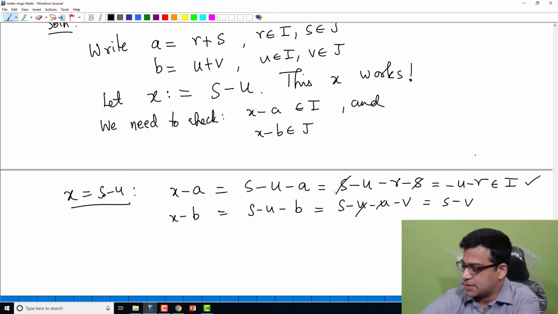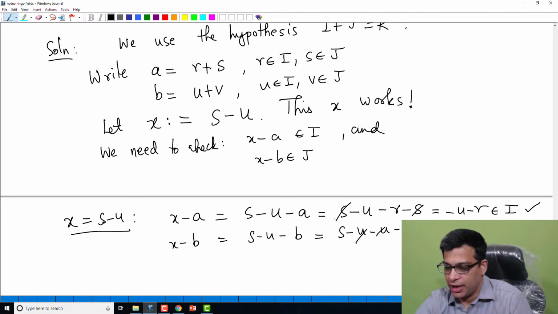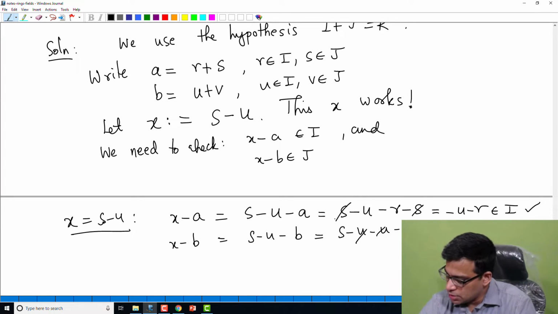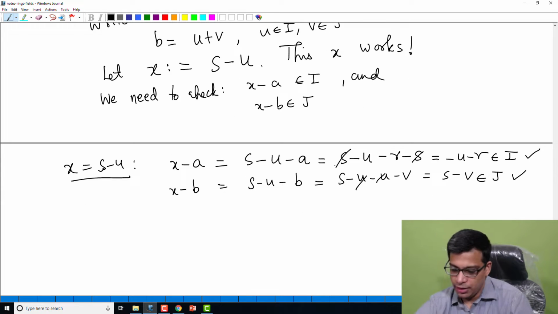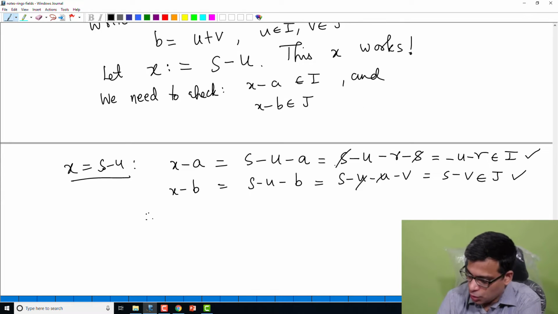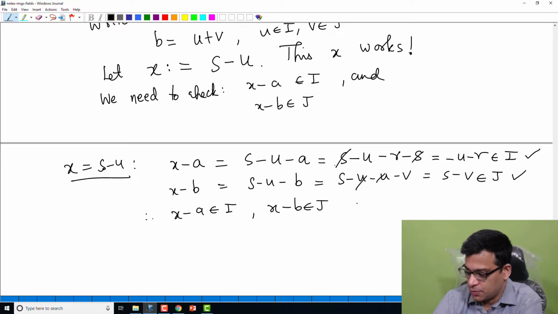Now where are S and V? S and V are in J. So this is in J. So X is in I and X is in J. Sorry, X minus I is in A and X minus B is in J. So X minus A is in I, X minus B is in J, as required.